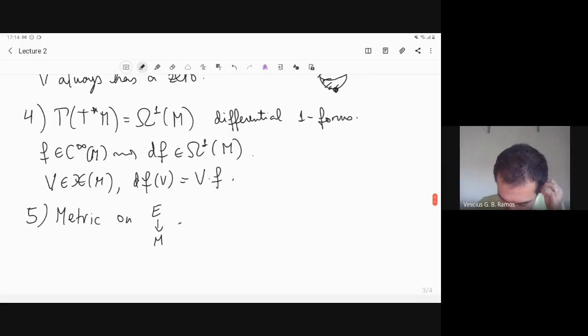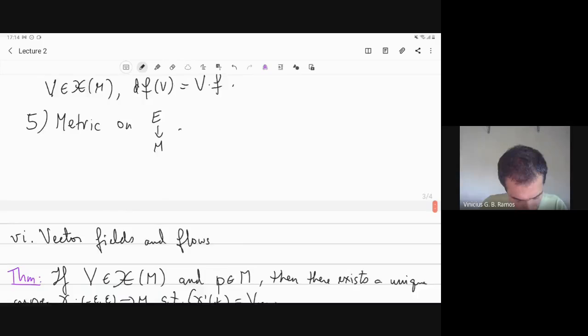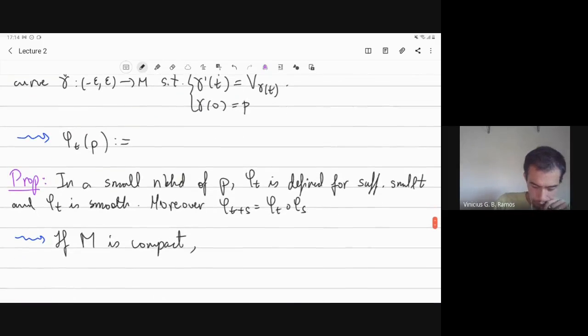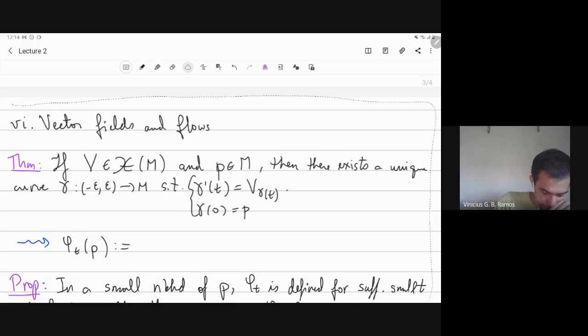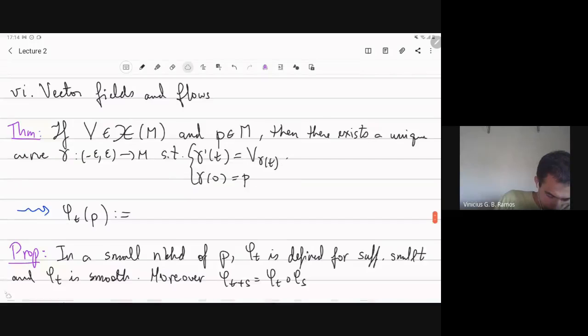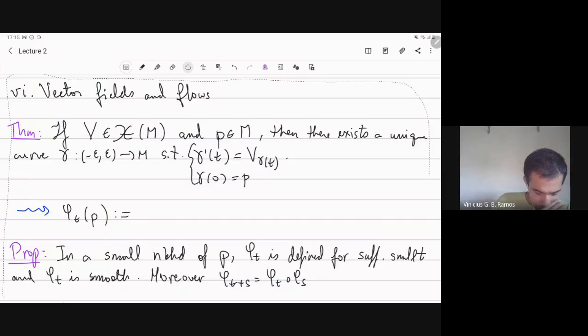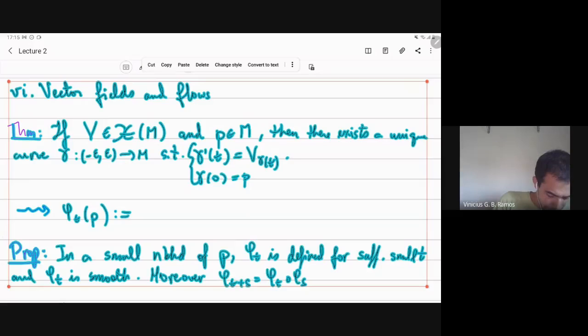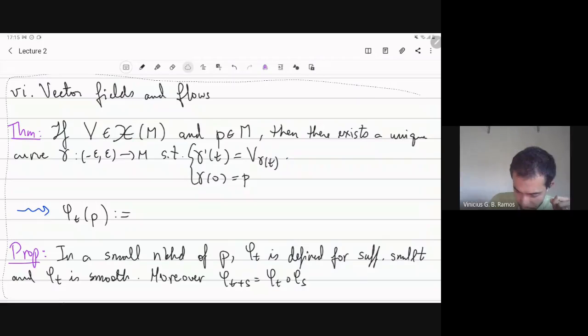How do I add a page? I don't know. I'm just going to take this, move it down. Sorry, I'm still trying to learn how to use this software.